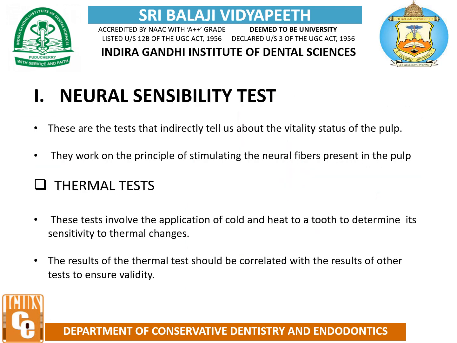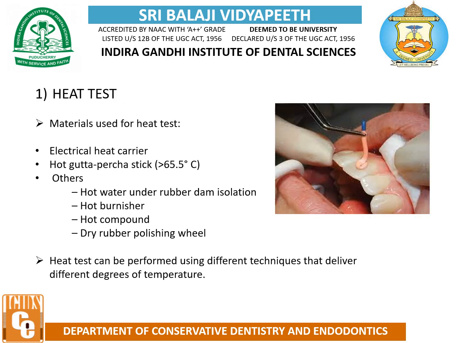Moving on to the neural sensibility test. These are the tests that indirectly tell us about the vitality status of the pulp. They work on the principle of stimulating the neural fibers present in the pulp. Thermal test. These tests involve the application of cold and heat to a tooth to determine its sensitivity to thermal changes. The results of the thermal test should be correlated with the results of other tests to ensure validity.